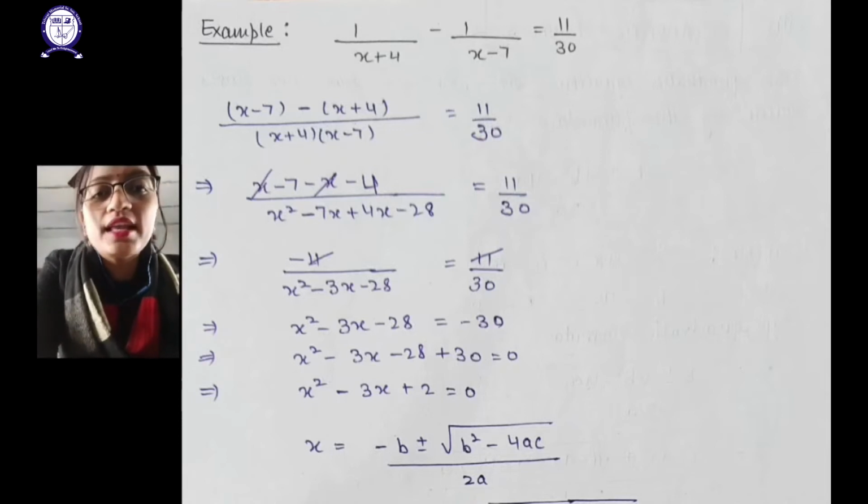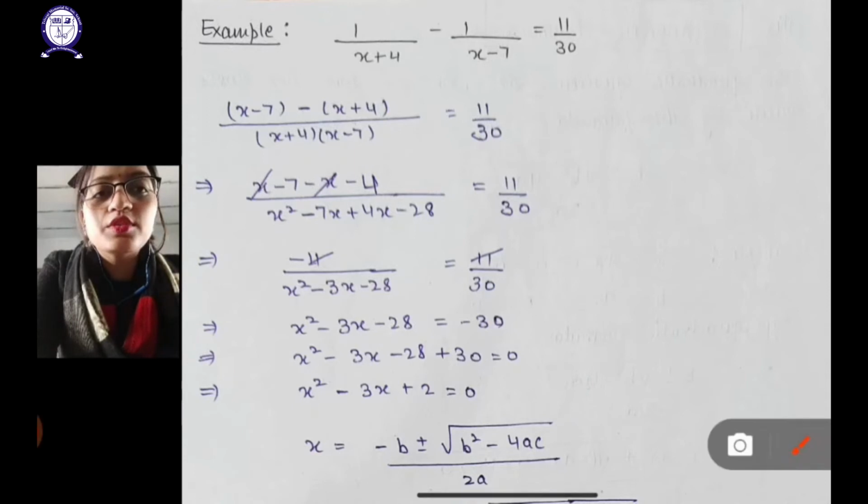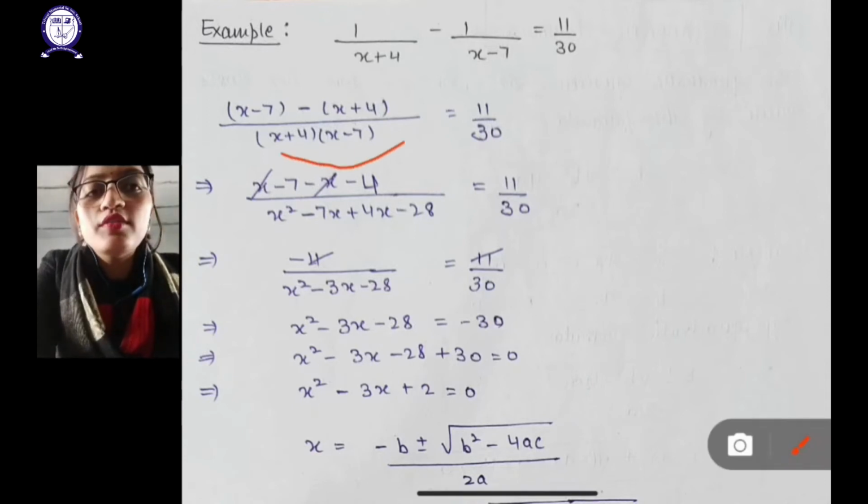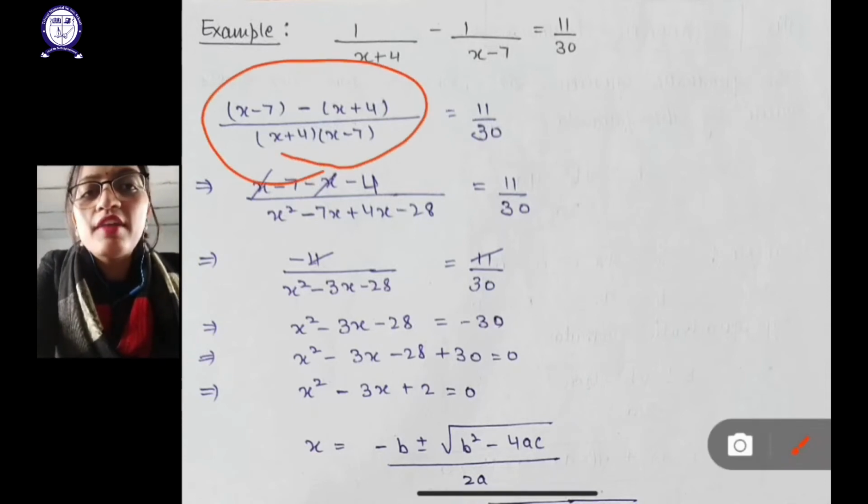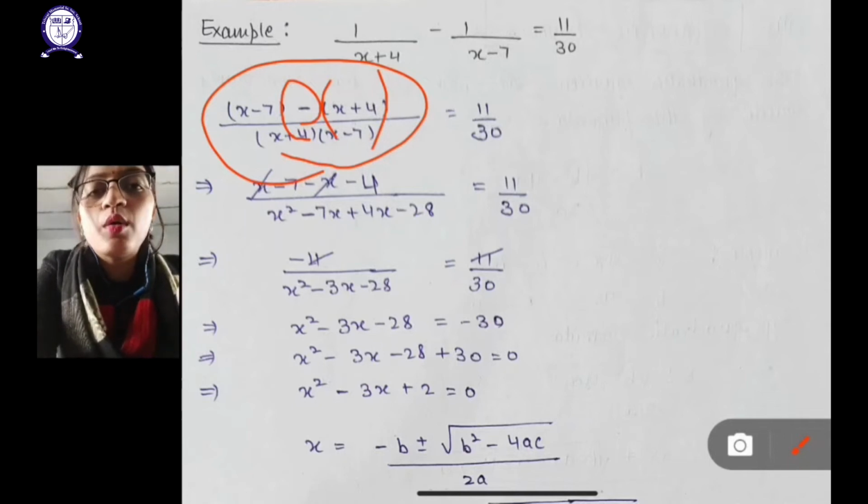Now after taking LCM, we know that we divide it with the denominator and then multiply it with the numerator. So we will get a term like this, x minus 7 minus x plus 4. And always remember that whenever we have a minus sign in the center, we will put the next terms in the bracket. Why? Because the minus sign has a property that it will change the sign of the bracket.